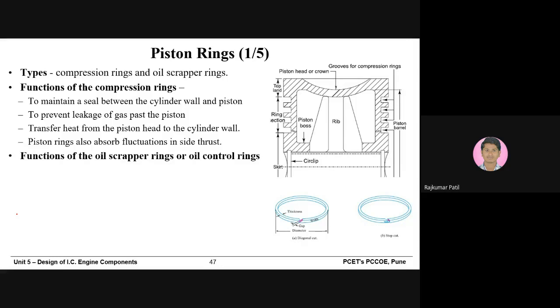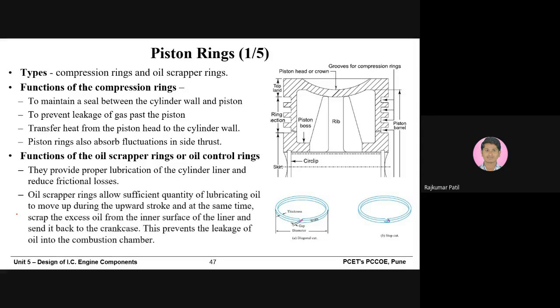Then we saw the function of oil scraper ring. It is also called as oil control rings. It provides proper lubrication of the cylinder liner and reduces friction losses. It also makes sure that the oil will not enter into the combustion chamber.